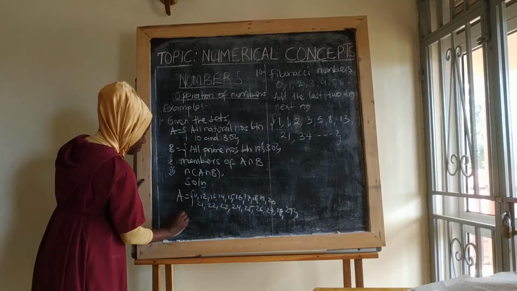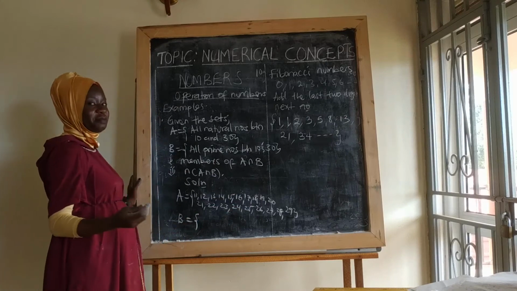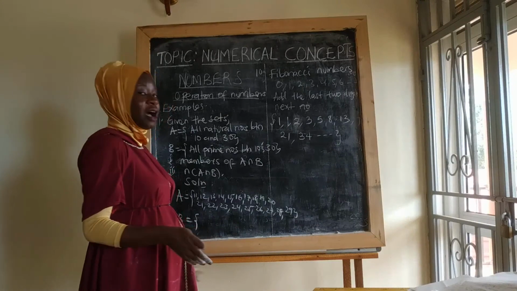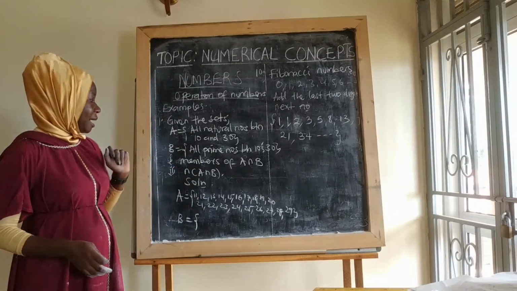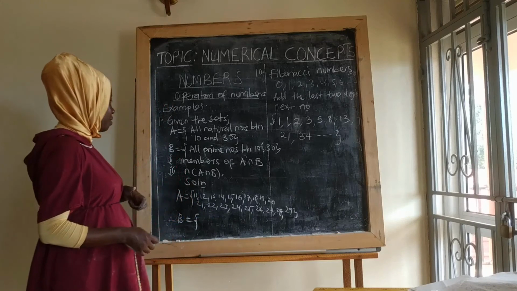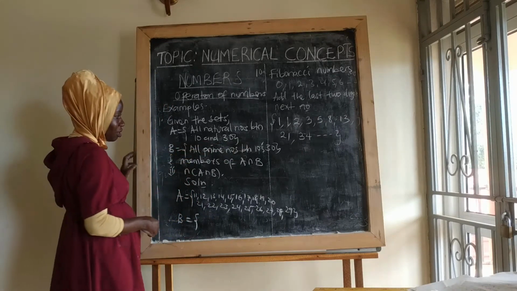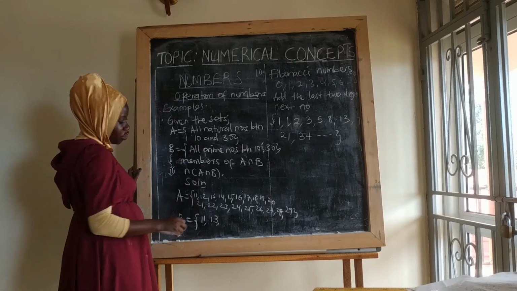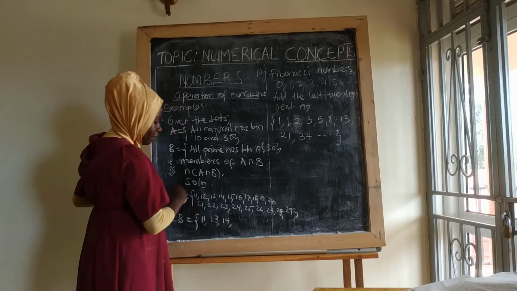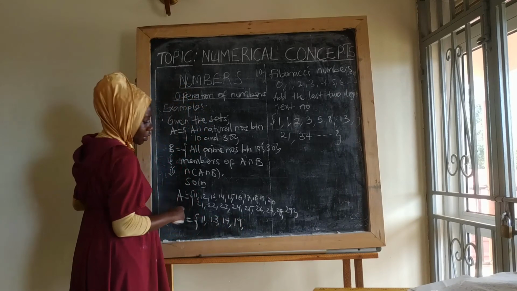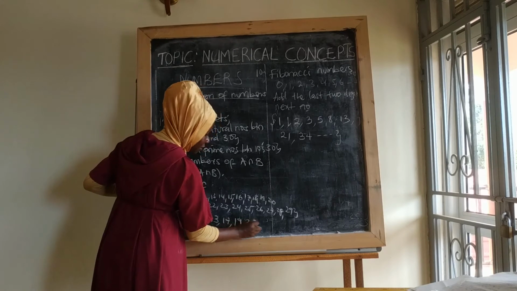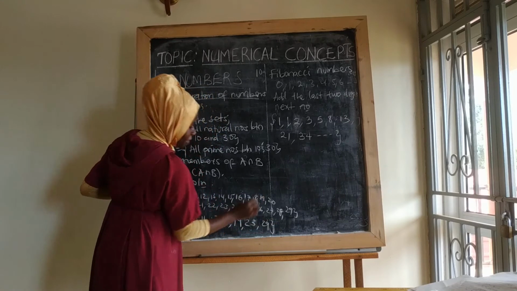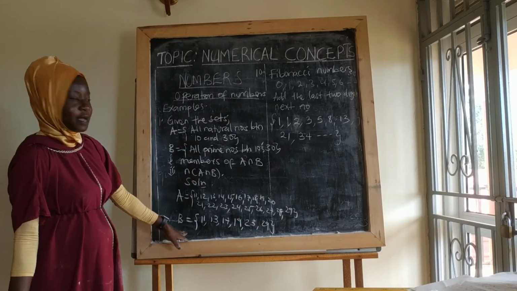Then my set B is simply prime numbers. If you remember very well, we say prime numbers are those numbers that have only 2 factors, 1 and the number itself. So the prime numbers that are between 10 and 30, we can cite 11, 13, 14, 15 is not, 16 no, we have 17, 18 no, we have 19, 20, 21, 22 no, 23, and we have 29. This is my set of prime numbers.